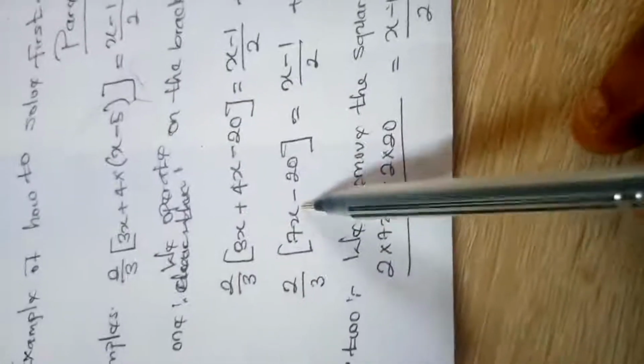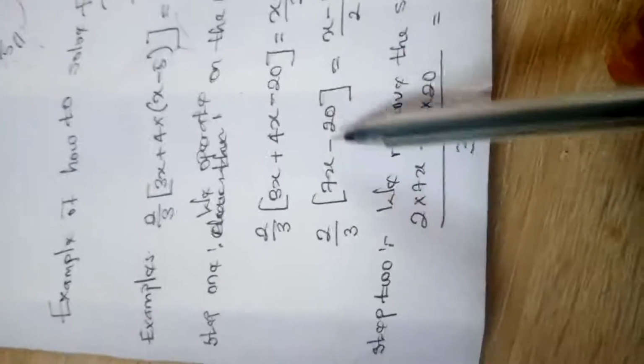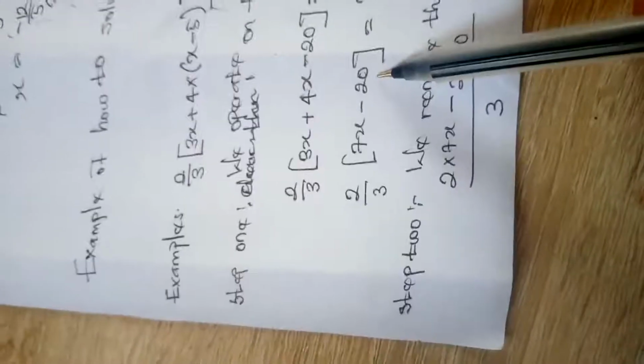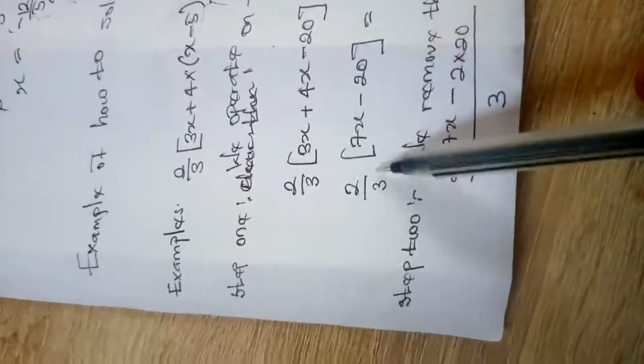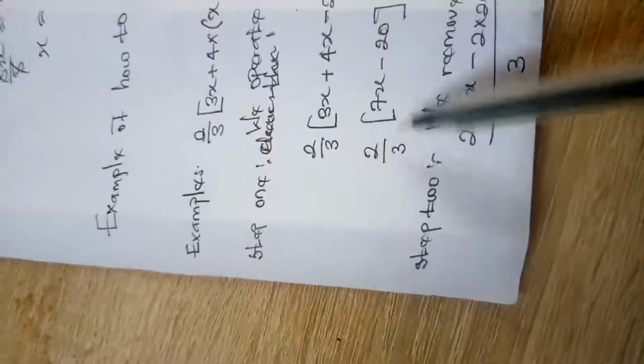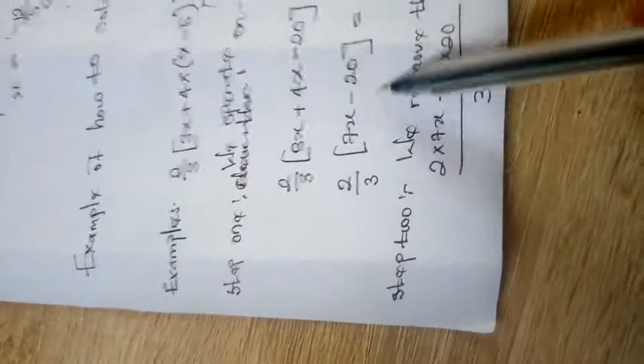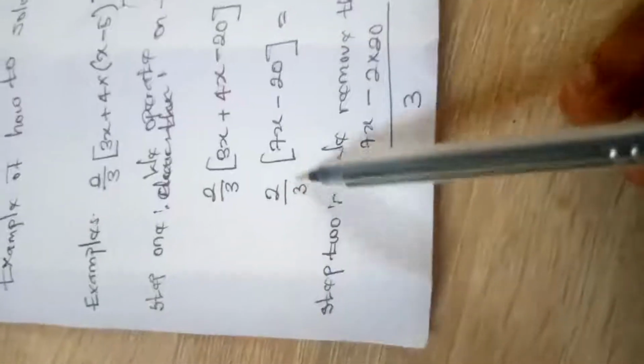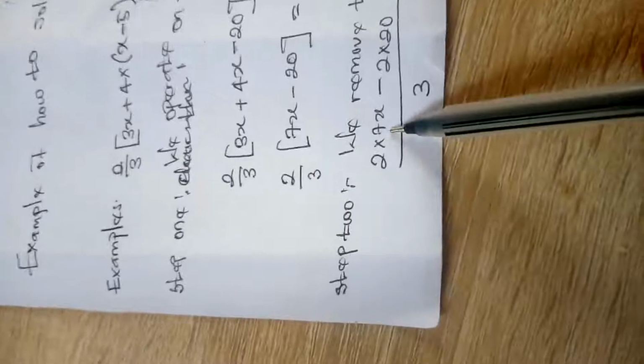After doing that, you are still working inside the bracket. Now 3x plus 4x will give us 7x minus what? 20. Then I can finally remove this bracket. Before I remove this bracket, let's work on this bracket. What is outside here? We multiply everything inside this bracket. 2 times 7x we have here, and 2 times 20 that's what we have here.